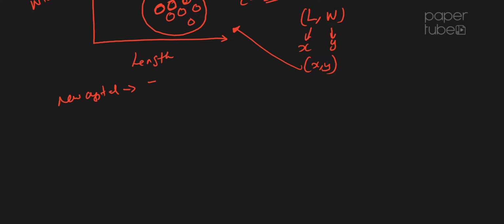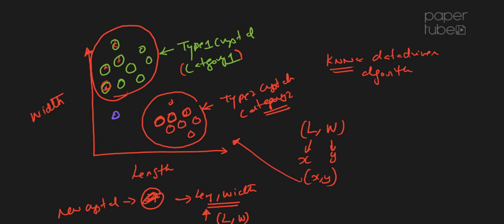Let this be sample number 7. So let's take some new crystal, and then we measured the length and the width. If you want to know which category this particular crystal belongs to, then what we do is we have the length and width, so you plot that. Let's say it's somewhere around here in this graph. And then let's run the KNN algorithm.